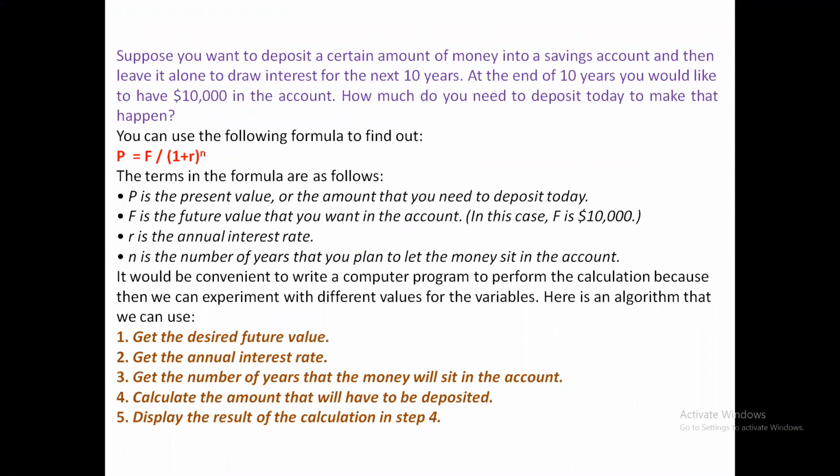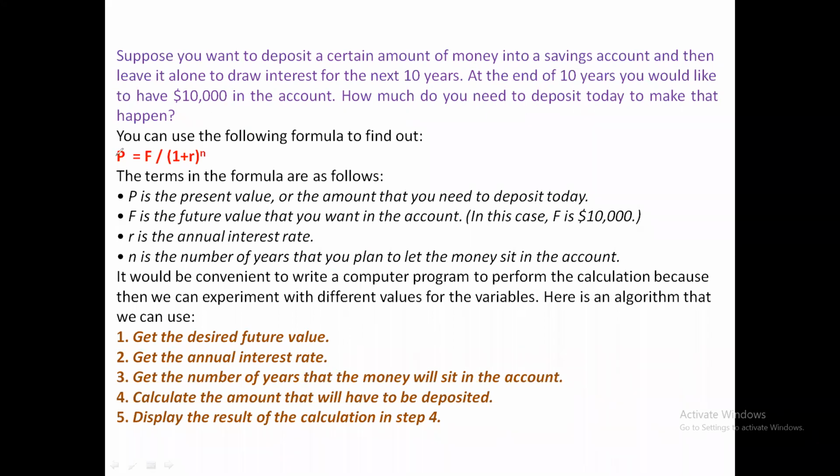Another example I wanted to show you. Look at this scenario. You want to deposit a certain amount of money into a savings account and then leave it alone to draw interest for the next 10 years. At the end of 10 years, you would like to have 10,000 in the account, which means that you know the target amount, but you don't know how much to deposit. So how much do you need to deposit today to make that happen? That means to get this 10,000 after 10 years into your account, what is the amount to be deposited today? That is what we want to calculate.